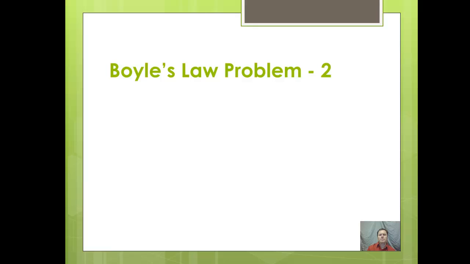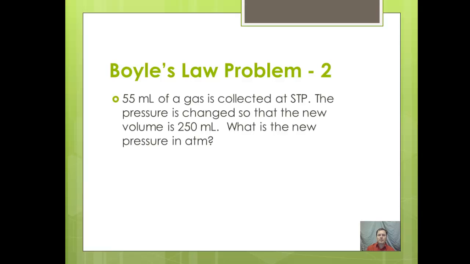All right, problem number 2. It says 55 milliliters of a gas is collected at STP again. The pressure is changed so that the new volume, volume 2, is 250 milliliters. What's the pressure in atmospheres? Let's look at what we have. Once again, P1V1, and we're looking for pressure, so we're looking at P2. To isolate this, I divide each side by V2, and that gives me this.